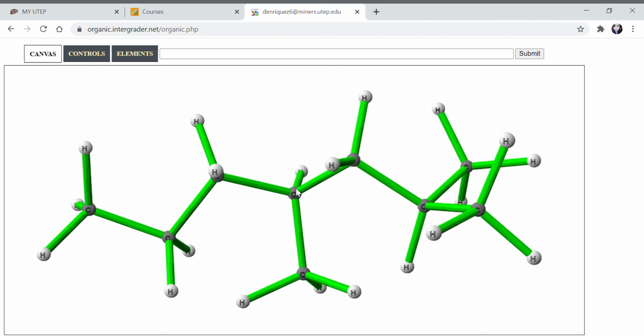We have to go 1 more bond out. 2 carbons, 1 hydrogen. 1 carbon, 2 hydrogens. So this is the greater one. This would be the second, and this would be third. So let's go ahead and name it. 1, 2, 3, 4, 5, 6, 7. Heptene.